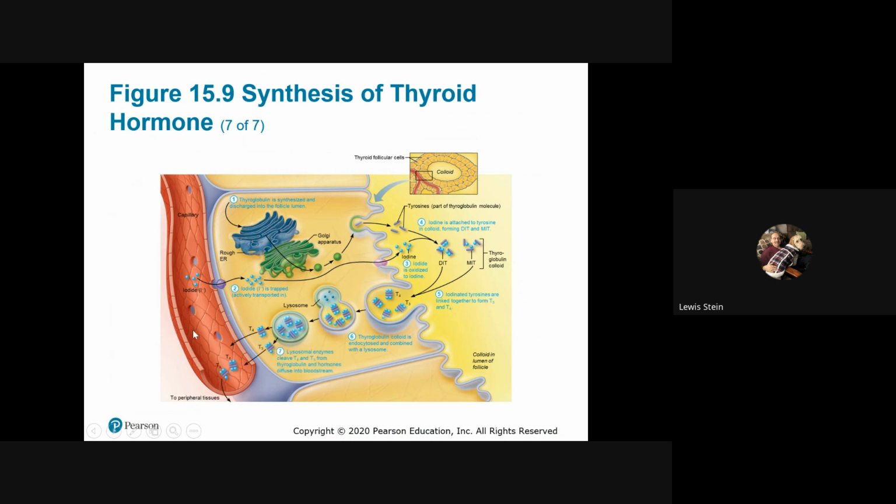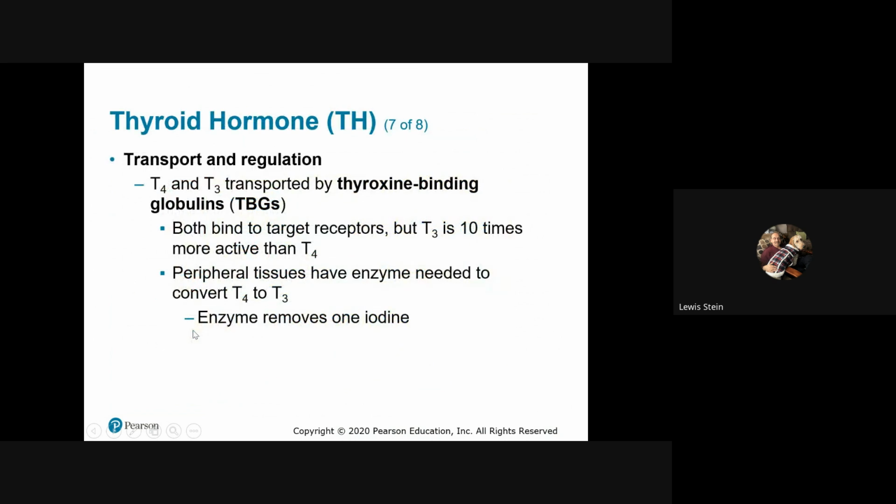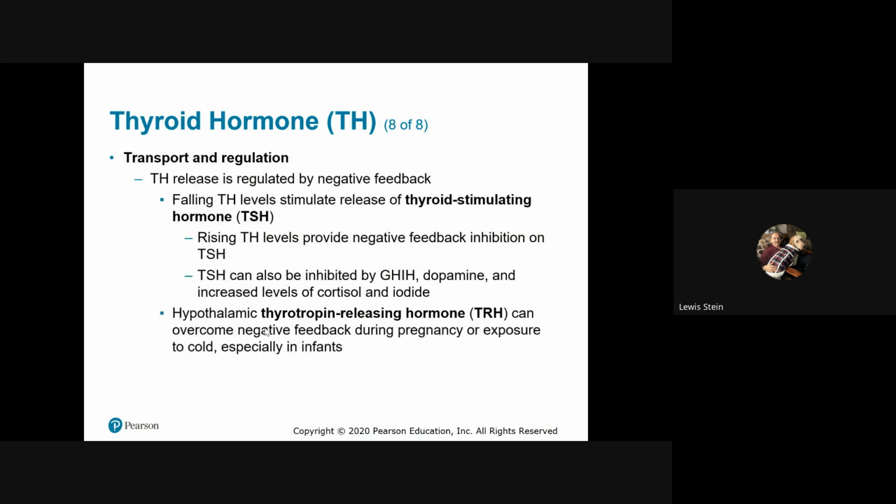And you'll find they have to get a carrier molecule that's there. They're called thyroxine binding globulins, which bind to the target. T3 is 10 times more active. And all the enzymes do on site when it gets to its target is cleave off one of those iodines to activate it. And you get negative feedback classically.